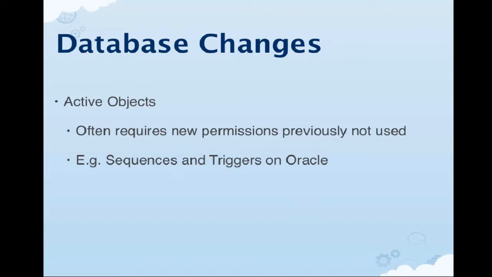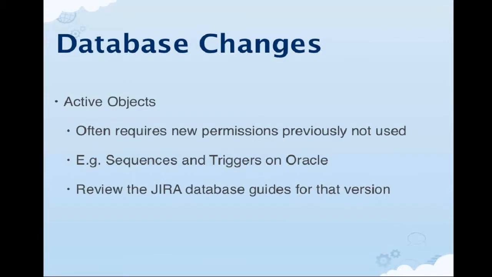Now we've actually gone through and we've documented all the different database permissions that you'll need for JIRA 5.0 and above, and for active objects to work. If you look at the JIRA database guides for JIRA 5.0 or 5.1 or whichever version you're going to, it'll have in detail there what permissions you need for your database. But it is important to remember that you get those done before going ahead with the upgrade. Quite often we're seeing support cases coming through where active objects gets itself into a sticky situation because it doesn't have the permission to create those sequences and triggers.